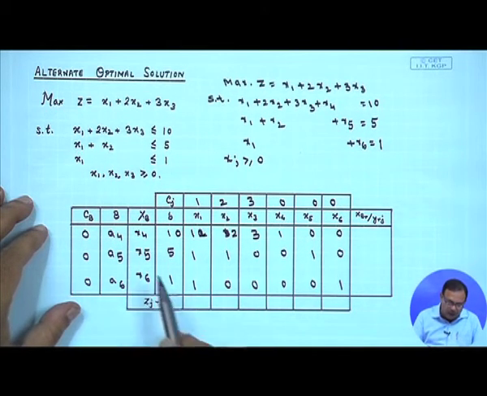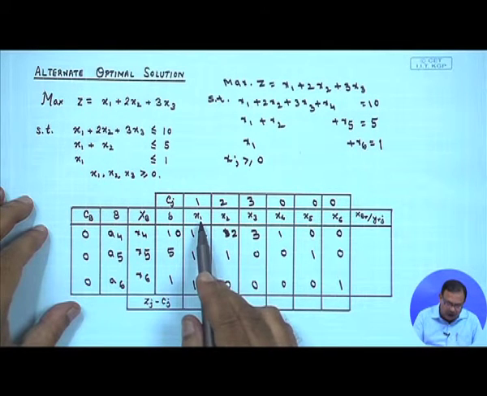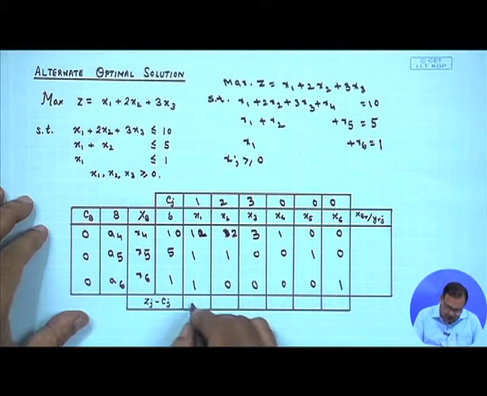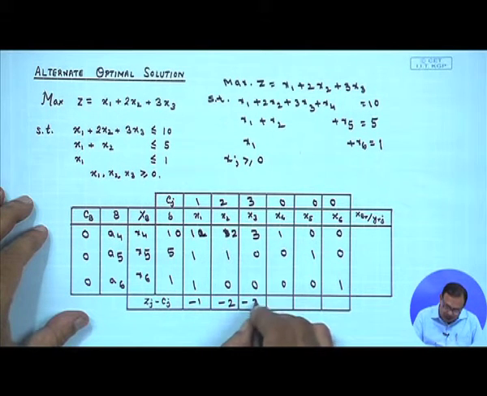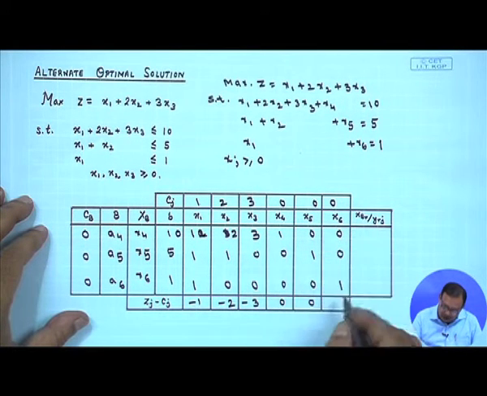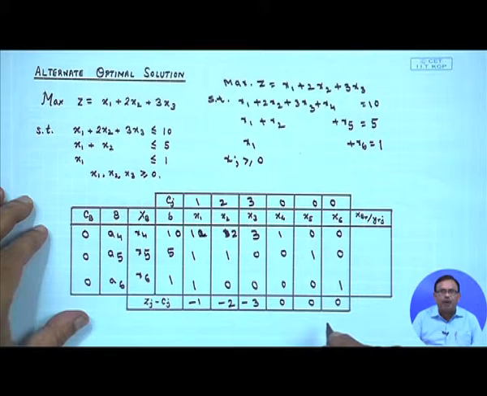Now you calculate Zj minus Cj, that is Cb into Xb minus Cj. If you calculate, you will find it will be minus 1, minus 2, minus 3, and the other 3 will be zeros. So Zj minus Cj is less than 0, and the most negative is this one. Therefore, your entering variable will be x3 in the next iteration.